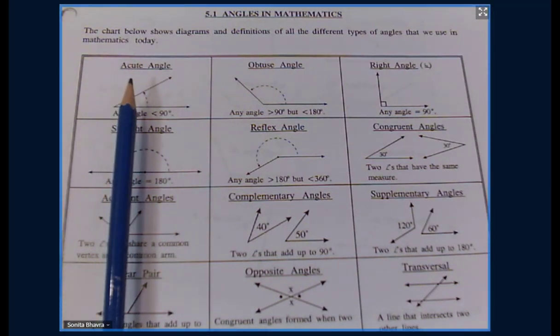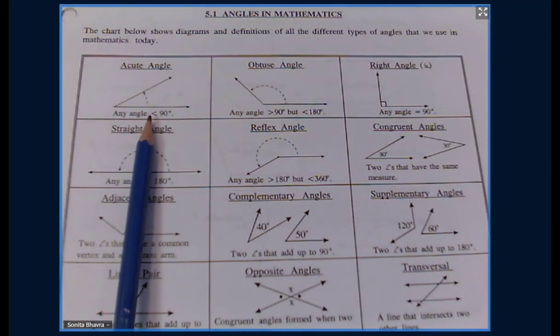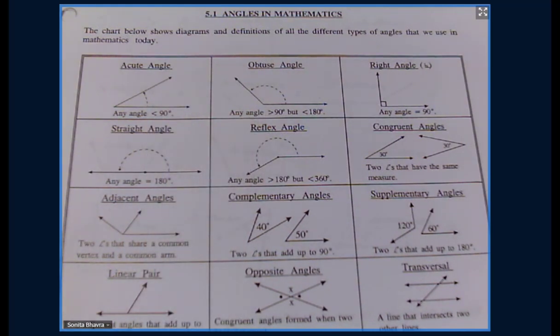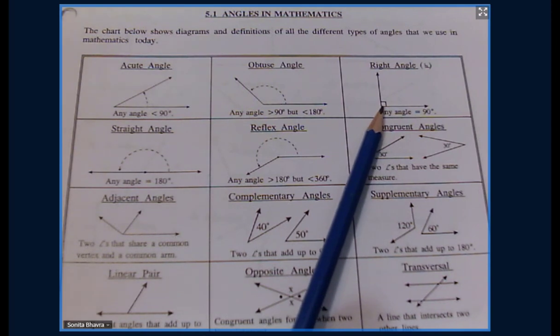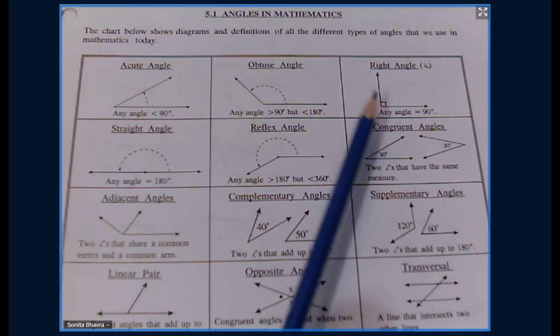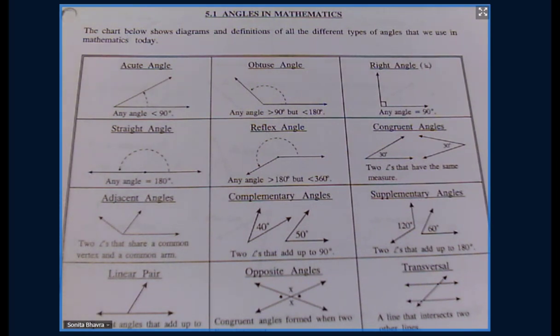So the first one's acute angle, any angle that's less than 90 degrees, and obtuse is any angle that's greater than 90 but less than 180, and then a right angle is always a perfect 90 degrees, and you'll always see, well, mostly you'll see this little square inside, which represents it's a 90-degree angle. All right, so anytime you see that square, you know that it is 90 degrees.